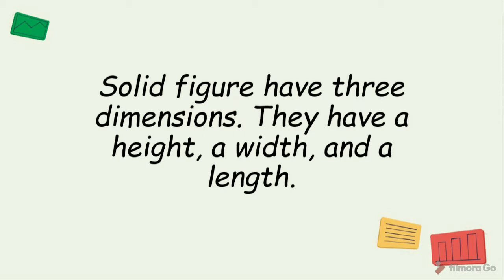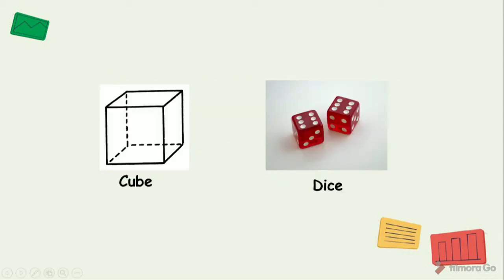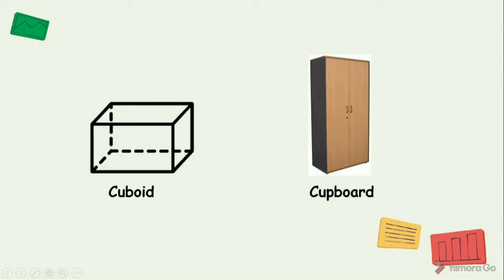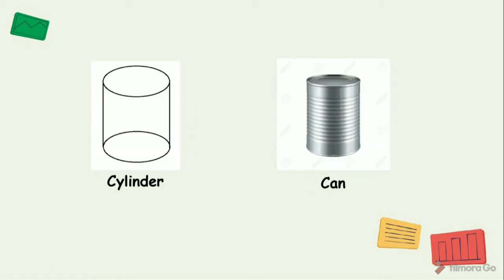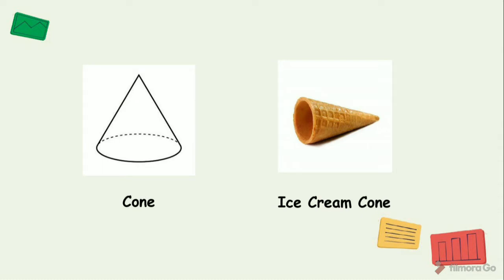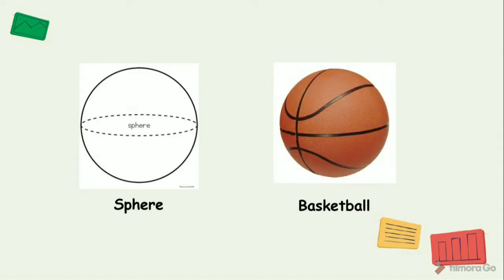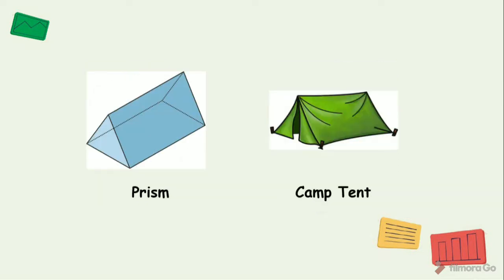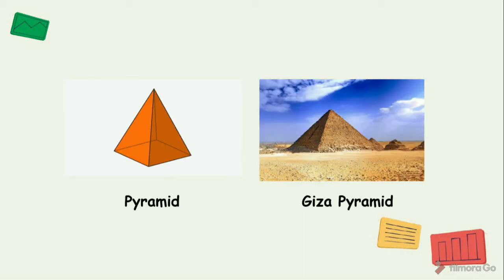For example, an example of a cube is a dish. Then, an example of a cuboid is a cupboard. Then, an example of a cylinder is a can. And an example of a cone is an ice cream cone. Then, an example of a sphere is a basketball. And then, an example of a prism is a canteen. Then, an example of a pyramid is the Giza pyramid at Cairo, Egypt.